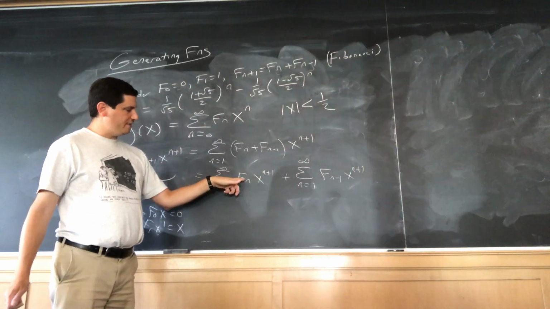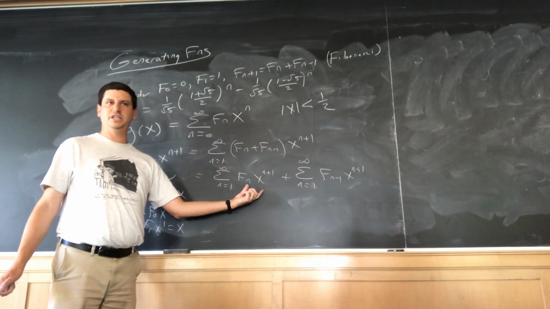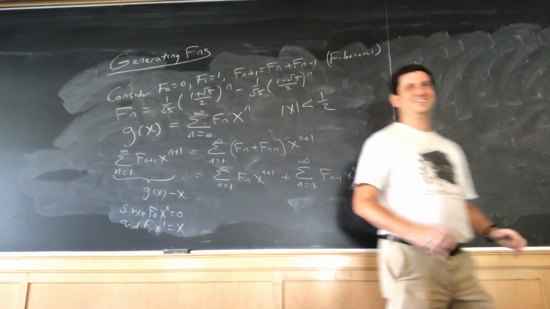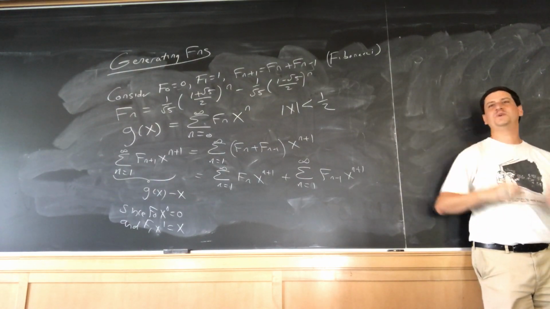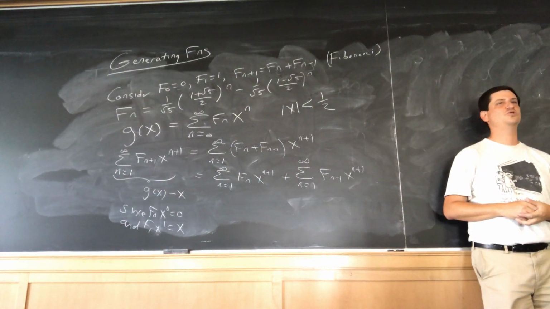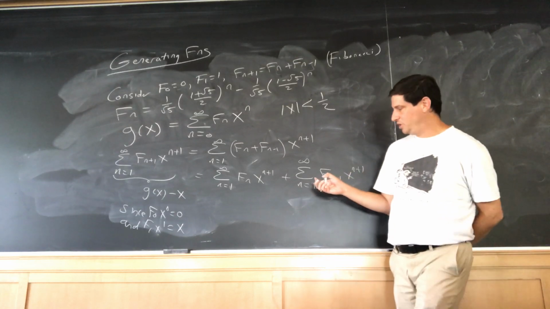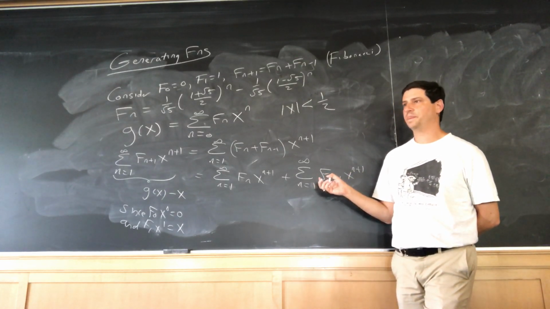When you look at this, we have f(n) x^(n+1). If you listen, it's screaming at you to do something. What is it screaming at you to do? Change the index. Change the index. And so how would I do that?